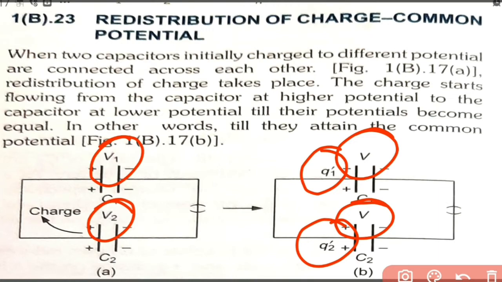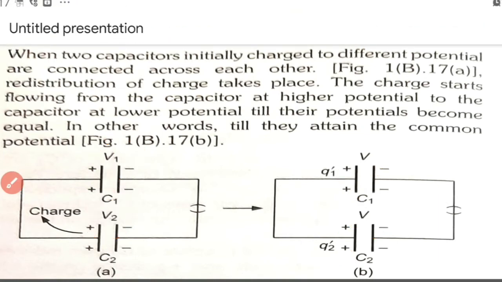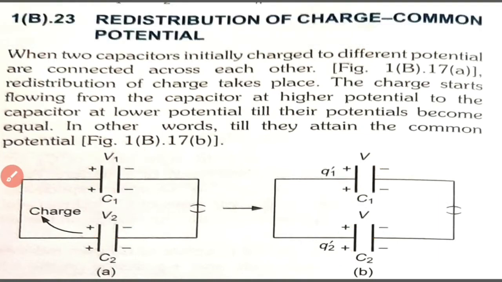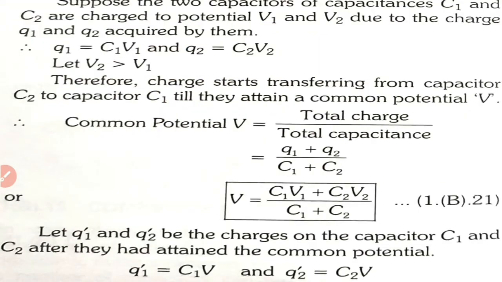On the two capacitors. But what is the case? They share their charges till they attain the same potential difference, or the common potential. Got it? So till then they share their charges. So now we will obtain an expression for this common potential. How do we obtain the expression for common potential?